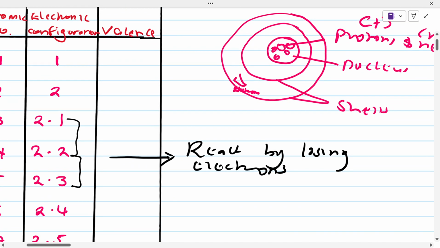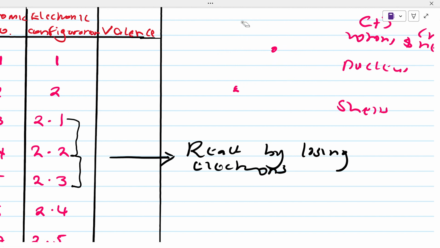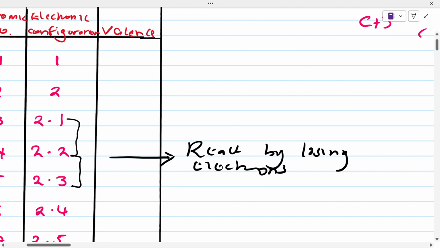Now, for those that have completely filled shells, meaning those that have 2, 2:8, and 2:8:8, with them they are stable. With them they are stable.